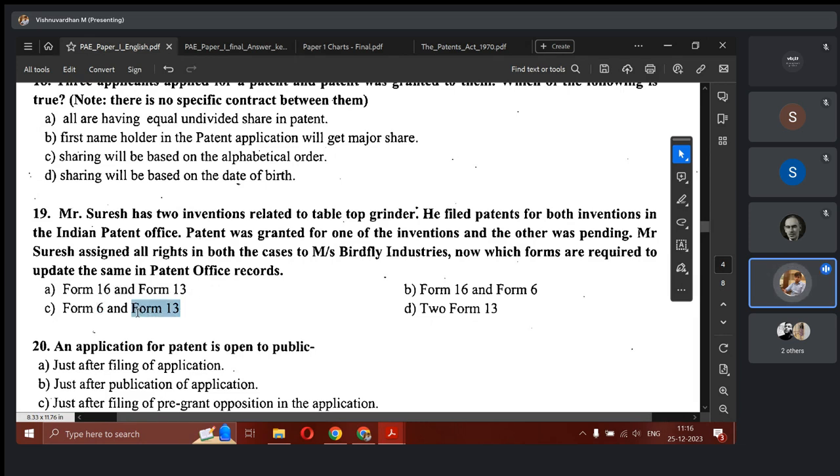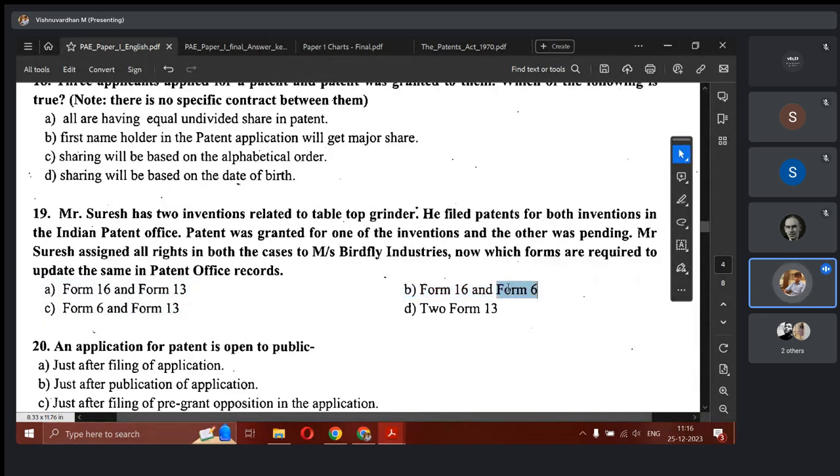Form number 13 is amendment to the patent application. Okay, so amendment to the application means where you change the complete specifications itself. So here we are not doing that. We're only changing the assignment, right? So to my understanding, form 13 should not even come into play here. It has to be form number 16 and form number 6.